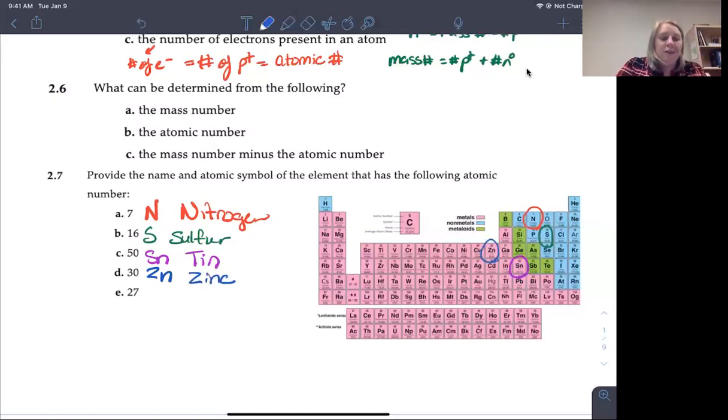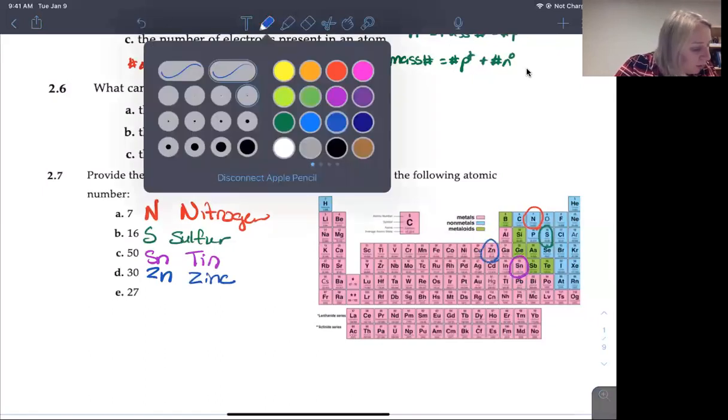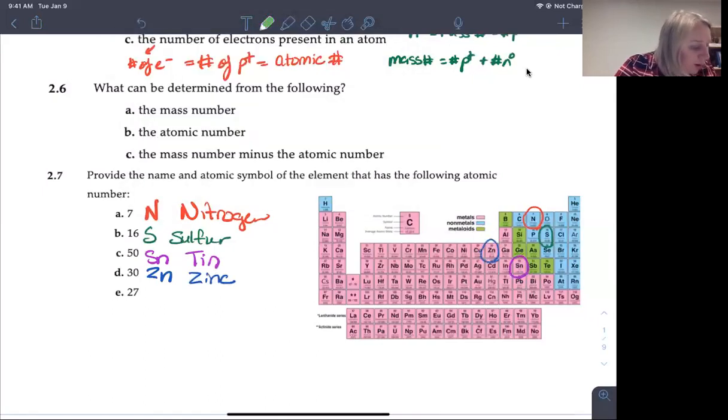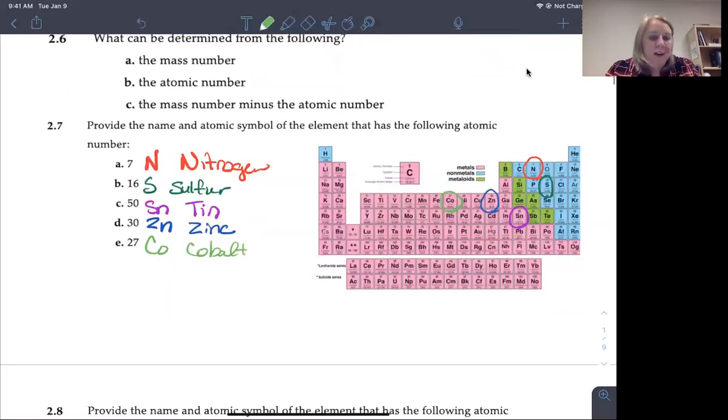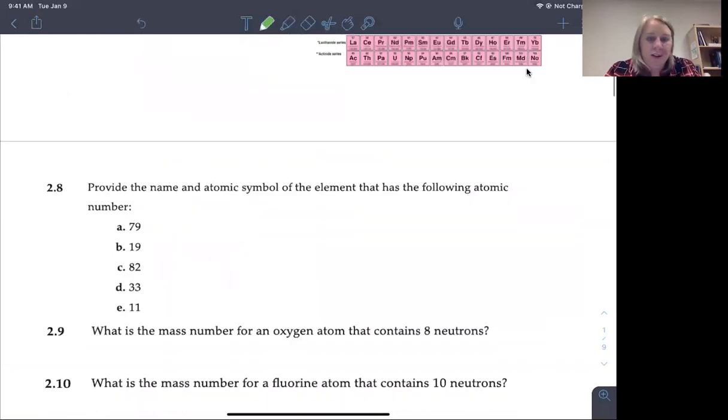And it's really easy if you have the atomic number because they're in numeric order on the periodic table, so it makes your life real easy. Okay, and then the last one, we're looking for number 27, is cobalt, Co. All right, so we're going on to 9.